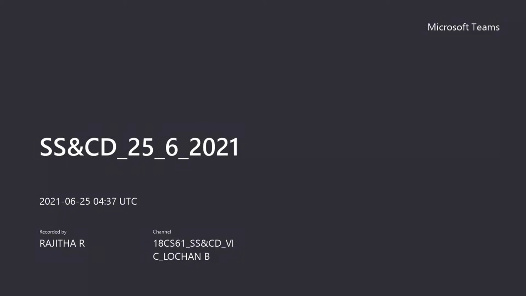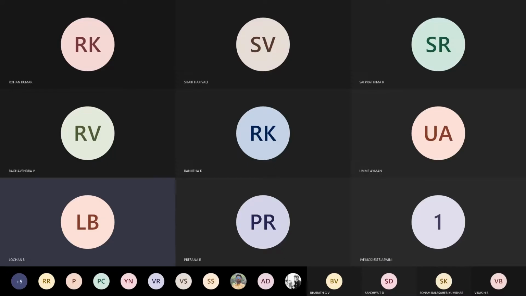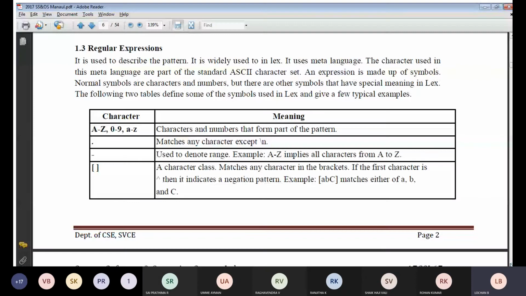We are going to make use of an expression here. As a name, we are going to call it a regular expression. What does that expression indicate? The expression is generally made up of symbols. I'll repeat once again: the expression is generally made up of symbols.